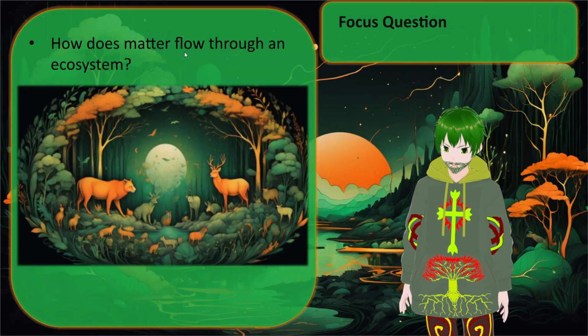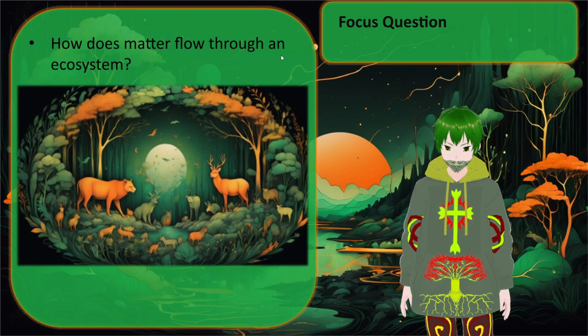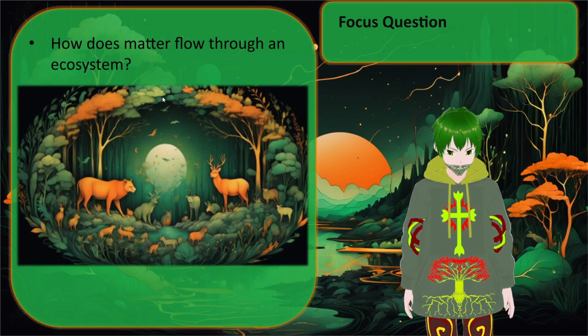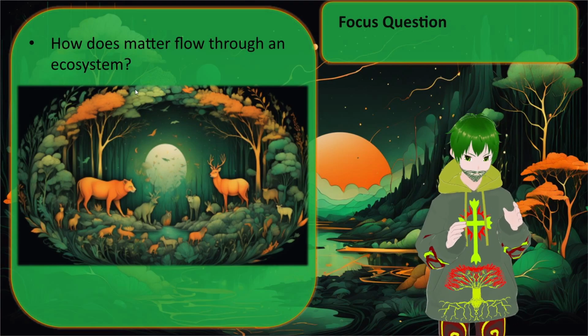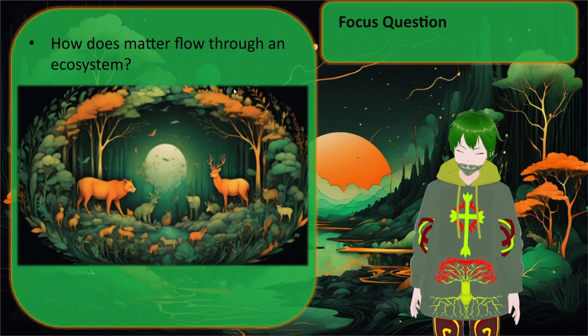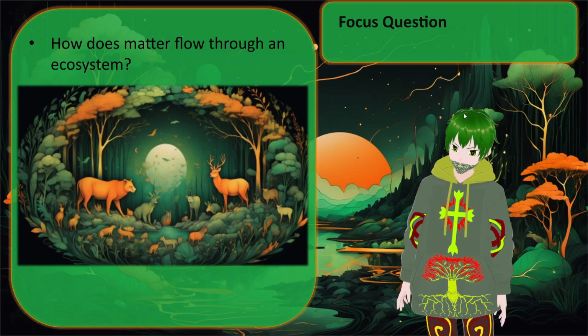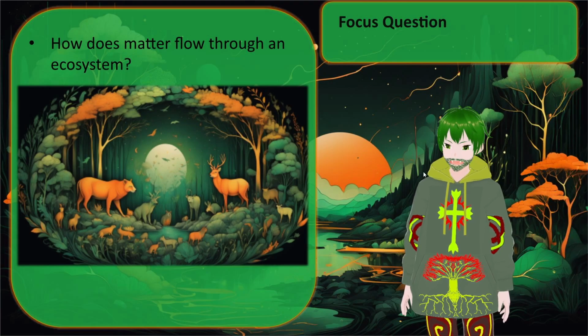So, how does matter travel or flow through an ecosystem? Well, hopefully I've given you several different ways that this happens, and you can answer this question pretty well for yourself. If not, of course, do please ask me questions.